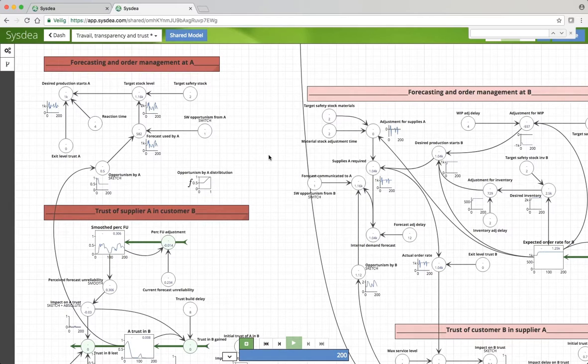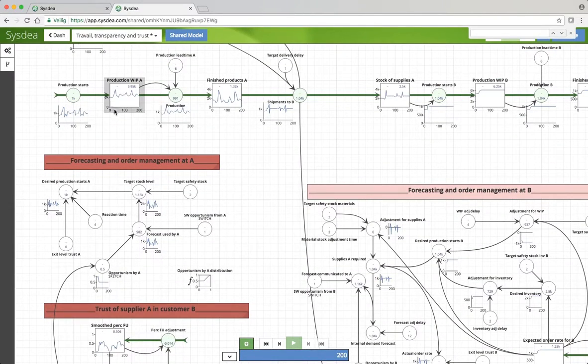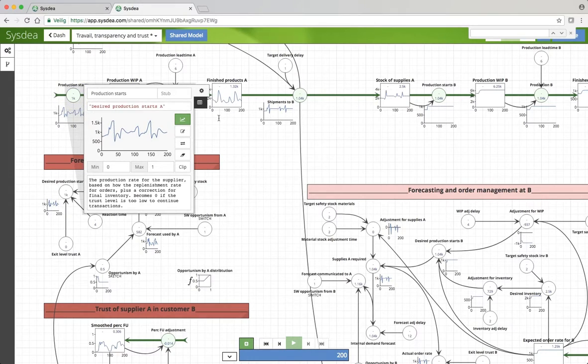The supplier basically does the same thing as what the customer does. So in terms of supply chain management or production planning, it's all pretty straightforward, but there's this notion of trust which leads to a distortion of the information that's actually being shared. The actual order rate from the customer here goes straight into the production starts up here.